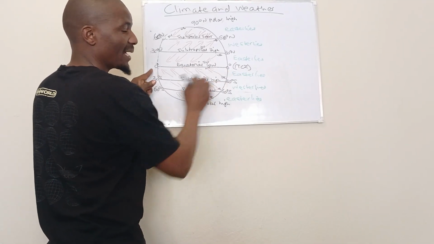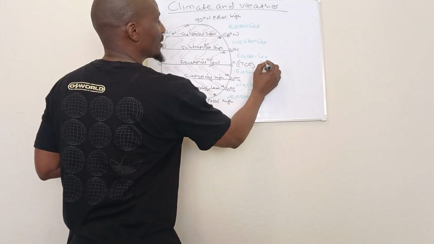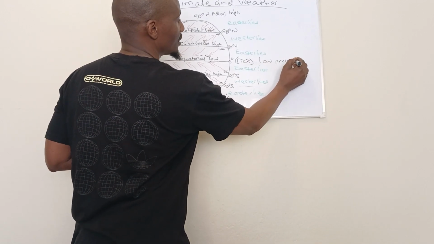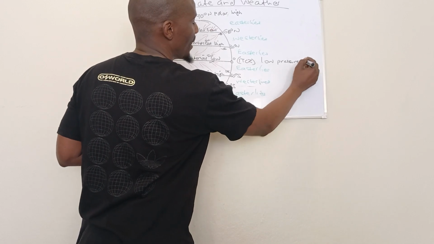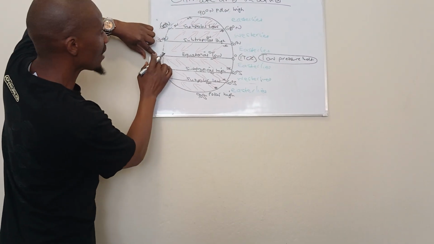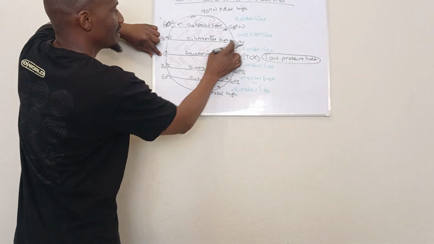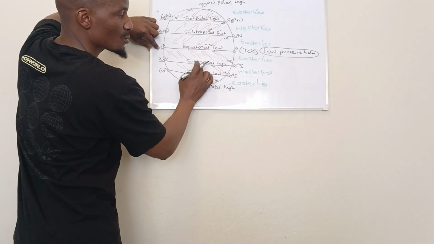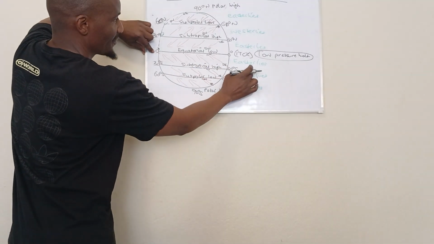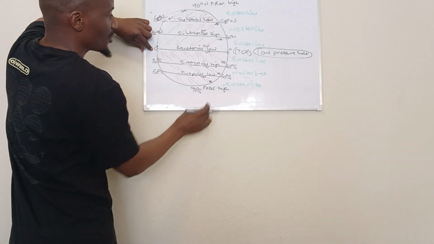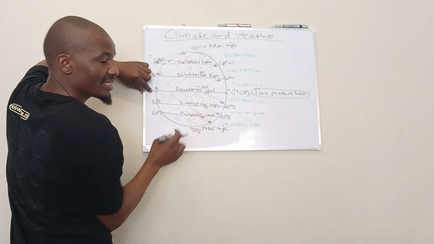It's a low pressure belt. And also as we move upwards, at latitude 30 degrees north and south, we have what we call the subtropical high pressure belt. This you find on both north and south of the equator.